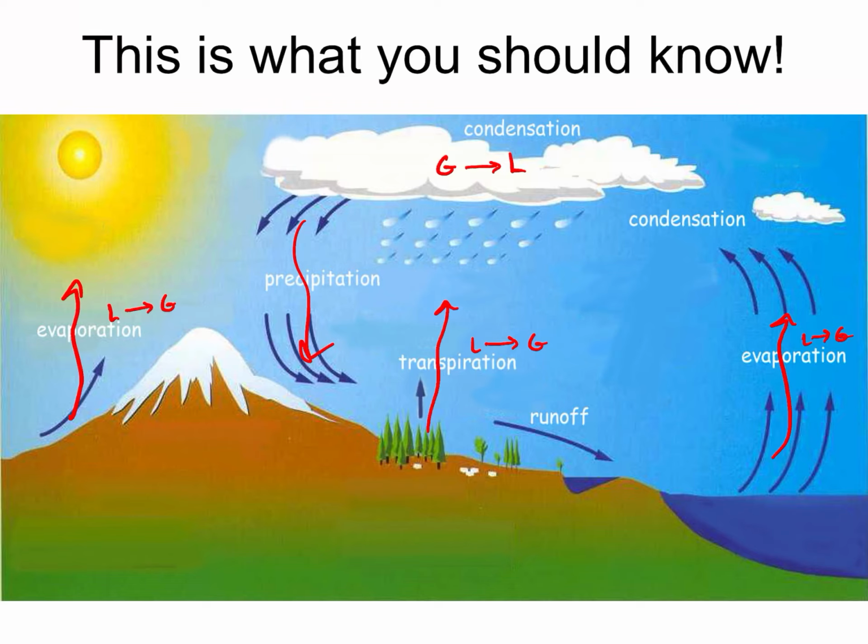So that can be rain, it can be snow, sleet, hail, any way that the water is coming back down to the surface of Earth from the sky is going to be precipitation. Then it hits the surface, and then it flows downhill, which is runoff. All right, this is everything that we've discussed so far. This is where you should be in terms of your knowledge on the water cycle.